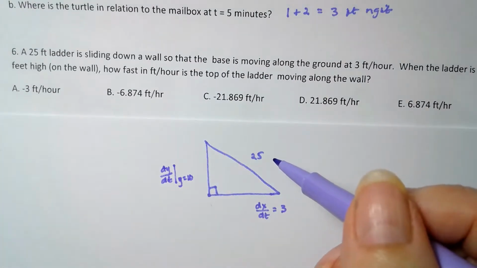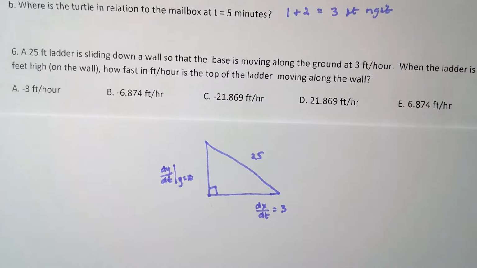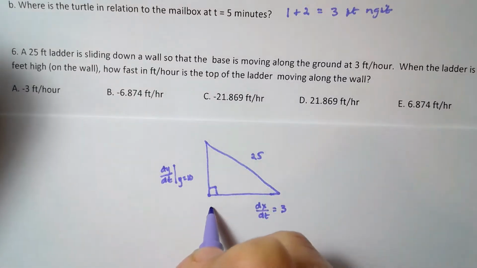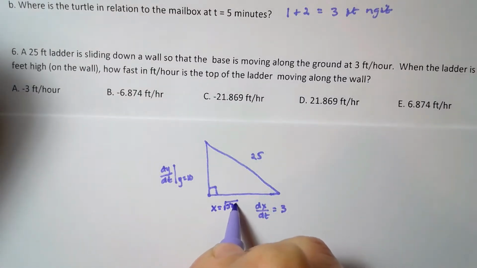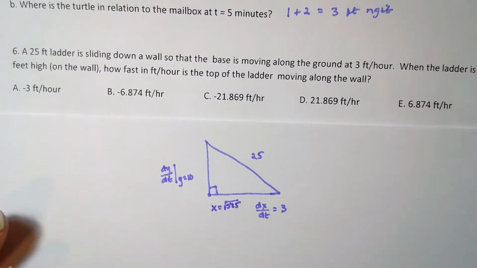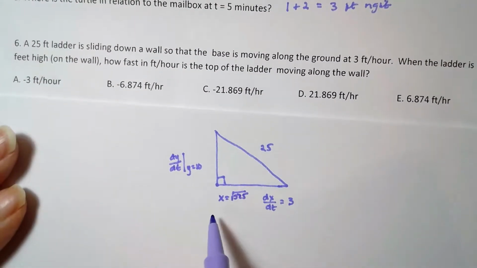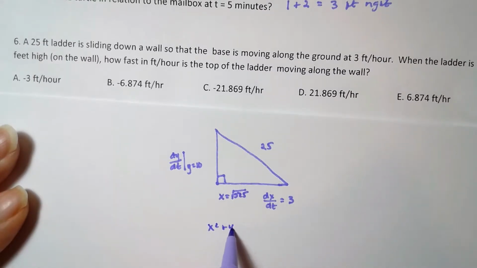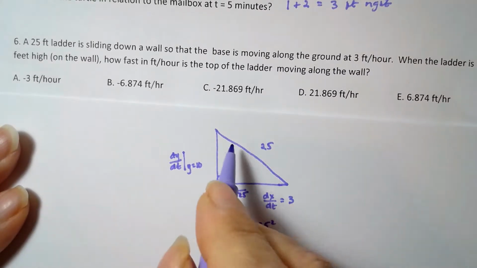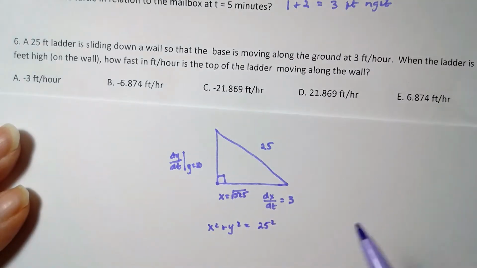I know this is 25, and by the Pythagorean theorem, I can find the other missing side, right? 25 squared minus 10 squared. So it's what, 525? And that's not a perfect square, so I'm going to let x equal root 525. I'm just going to leave it like that, and you should too. Okay, so because it's a right triangle, we're going to use the formula x squared plus y squared is equal to 25 squared. This length will never change, so it's a constant.